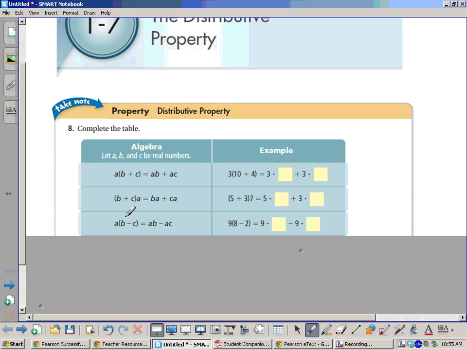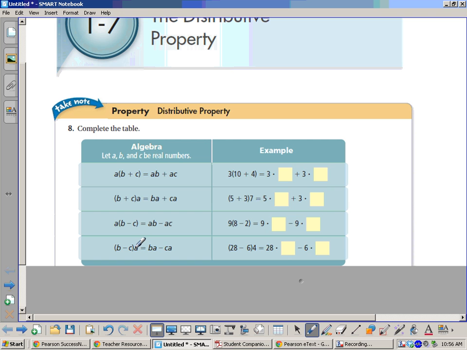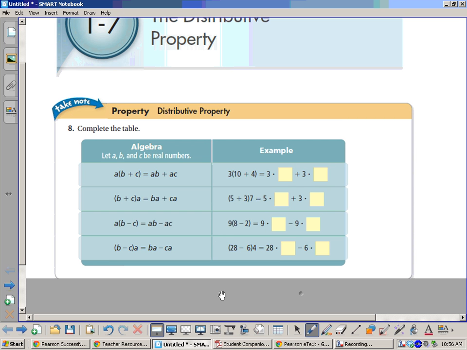Here, when we're distributing into a minus, just remember to keep the minus that was inside the parentheses in your answer. Same thing over here. The A can be distributed even though it's after the parenthesis, the same way. Just remember to keep your subtraction there inside the parenthesis. So now we'll go through some examples.